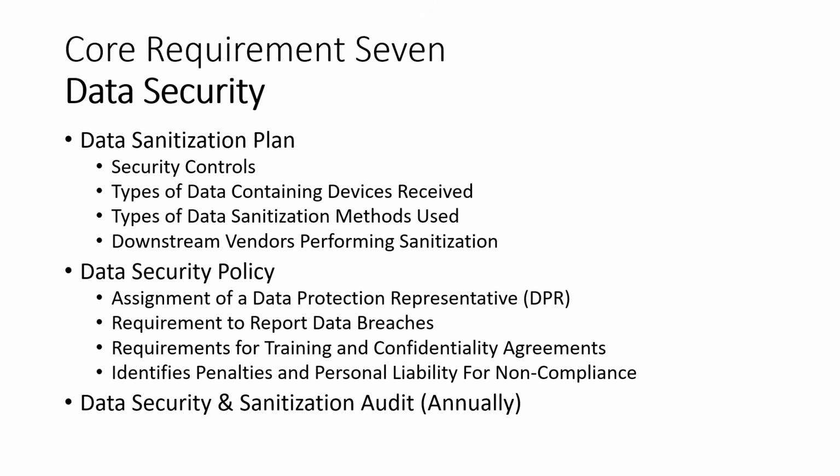The second documentation requirement will be the creation of a data security policy, which will include things like the assignment of a data protection representative, or DPR, who will be tasked with the overall responsibility and authority for the facility's data security and sanitization program. It will include the requirement to report data breaches, requirements for training and confidentiality agreements, as well as identify penalties and personal liability for non-compliance.